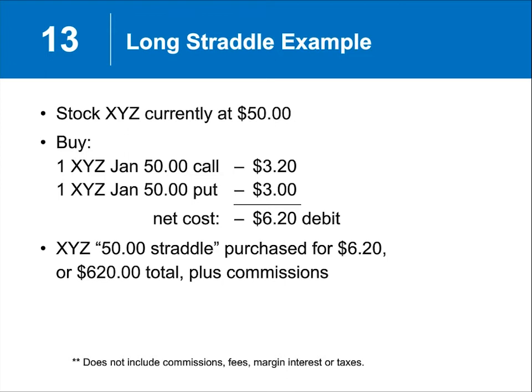We're going to buy the January 50 call. We'll pay $3.20 for that. We'll buy the January 50 put. We'll pay $3 for that. That's a net cost of $6.20 or $620.